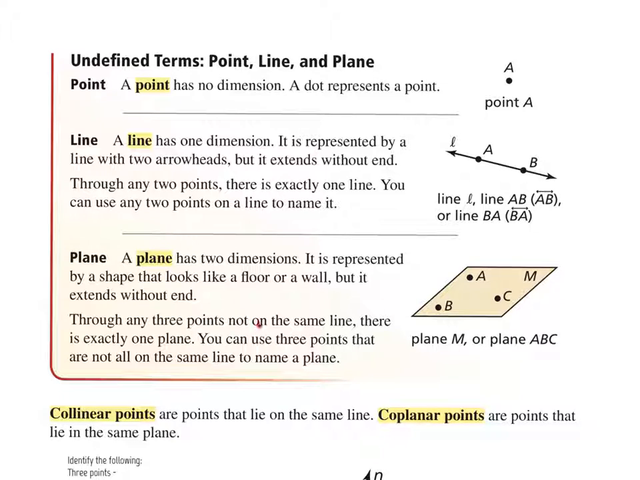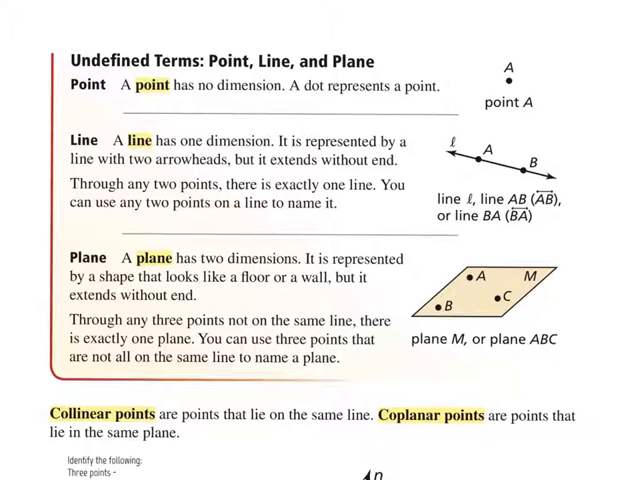Now, through any 3 points not on the same line, or non-collinear, is what it's saying here, there's exactly one plane. So we could call this plane ABC, plane CBA, plane CAB. It doesn't matter how you name it. It just has to have 3 vertices that are not on the same line, and clearly A, B, and C are not on the same line. You can't draw one line that would connect all 3 of those.